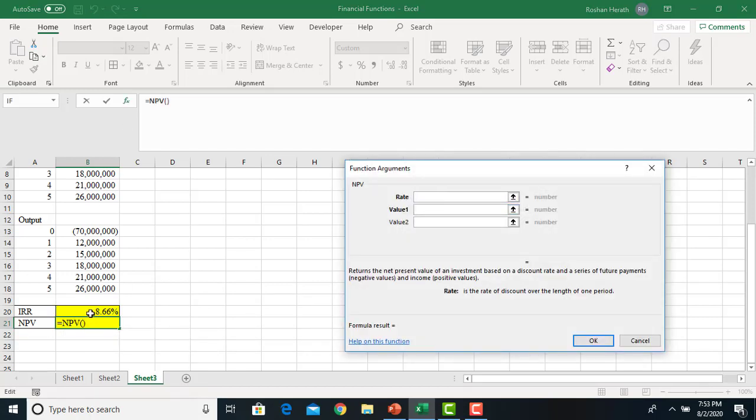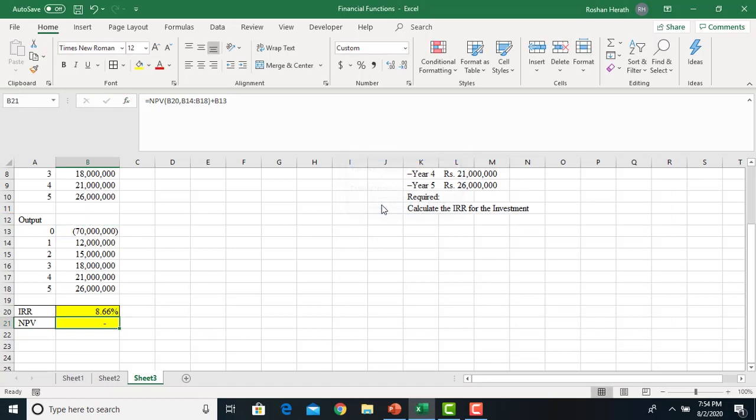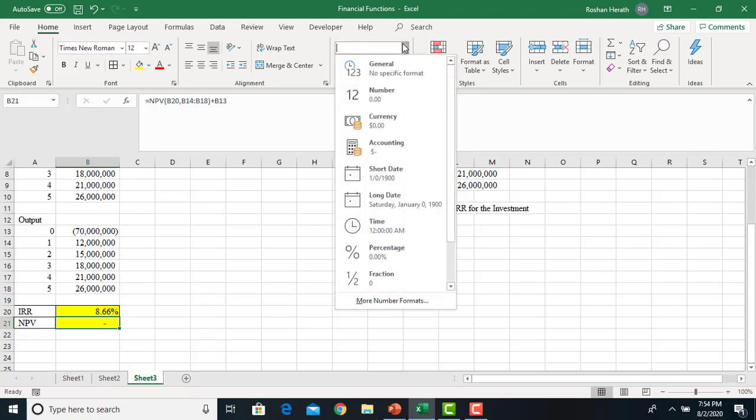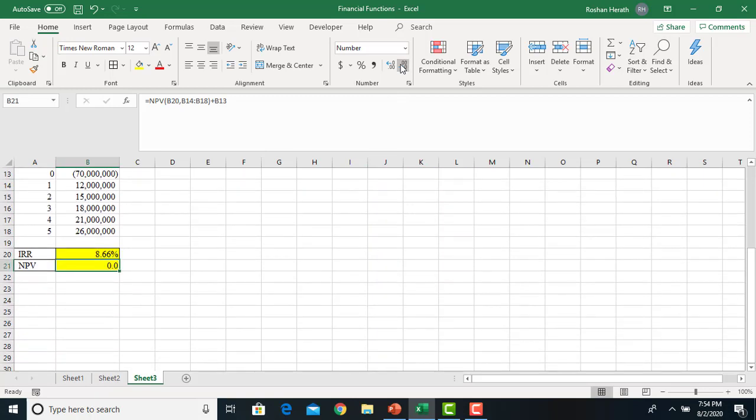So it asks us the rate and give it as the IRR. Then the values. So be conscious from year 1 to year 5. Then come and add the year 0 cash flow and say okay. Yes, you can see that it becomes 0. It becomes 0, right? So then you know it is exactly the return. Internal rate of return is exactly 8.66. So that is a way to convince yourself.